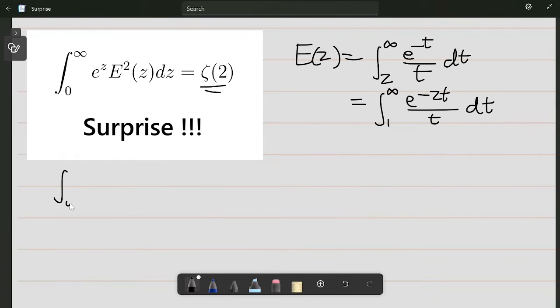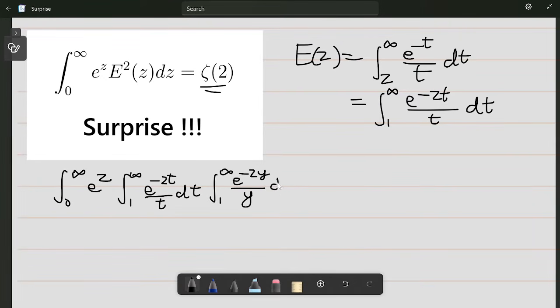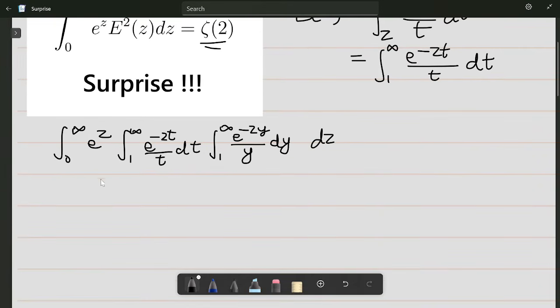So basically we have the integral from 0 to infinity of e to the power g, and there are two exponential integrals of g. One is the integral from 1 to infinity of e to the power minus gt by t dt. Let another be the integral from 1 to infinity of e to the power minus gy by y dy, and there's dg as well. Now let's compile them and rearrange them as well.